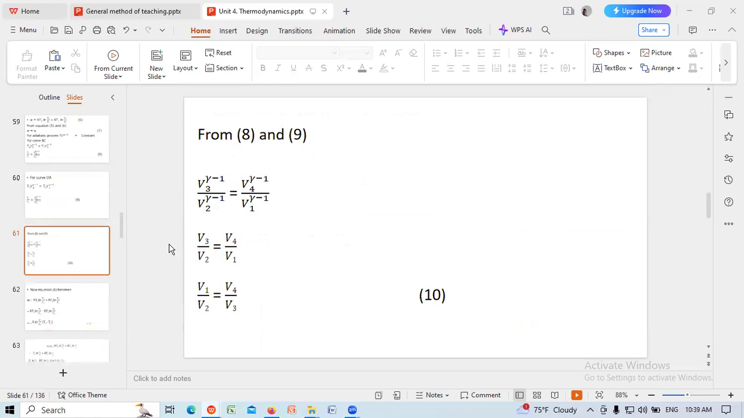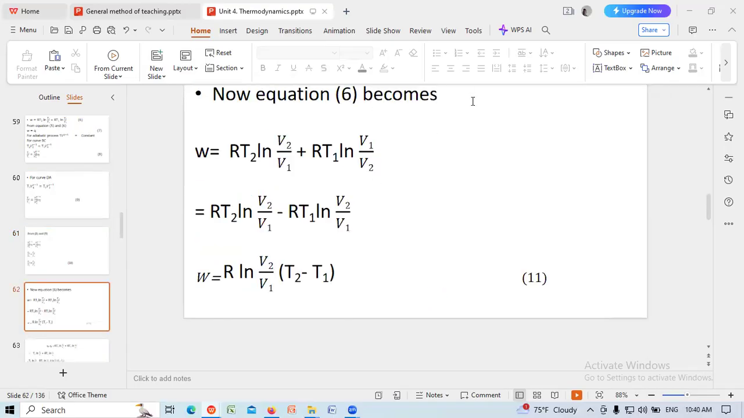From 18.9, B3^(γ-1), B2^(γ-1), B4^(γ-1), B1^(γ-1). That's why B3/B2 equals B4/B1, so B1/B2 equals B4/B3. Now equation 6 becomes W equals RT2 ln(B2/B1) plus RT1 ln(B1/B2). Now RT2 ln(B2/B1) minus RT1 ln(B2/B1), so W equals R ln(B2/B1)(T2 minus T1).